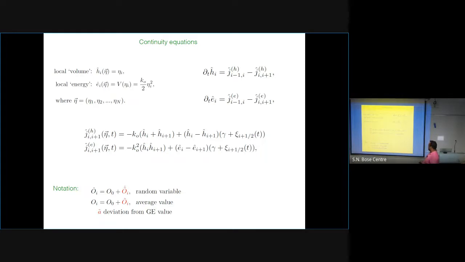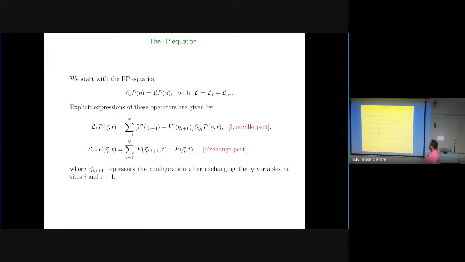So, average deviation from the global equilibrium value. Right? This notation is clear. Okay, so now what I want to do is start with the Fokker-Planck equation, which is this, from where you have a Liouville part and an exchange part. And this is the Liouville part that you can easily see, right?